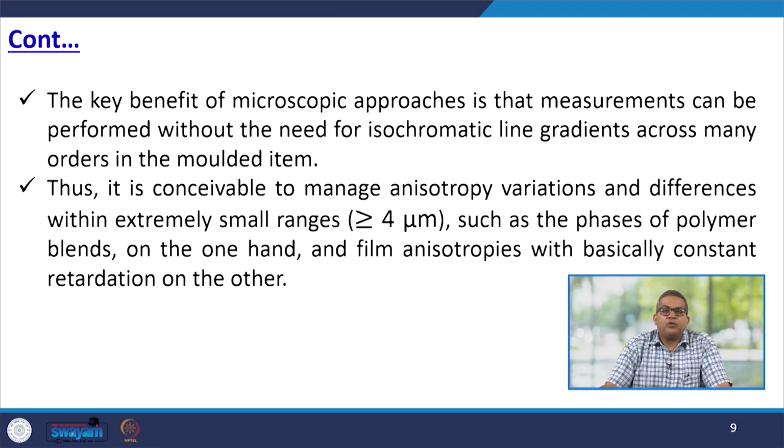The key benefit of microscopic approaches is that measurement can be performed without the need for isochromatic line gradients across many orders in the molded item. Thus, it is possible to manage anisotropy variations and differences within an extremely small range, maybe say 4 micrometers, such as the phases of a polymer blend on the one hand and film anisotropies with basically constant retardation on the other.